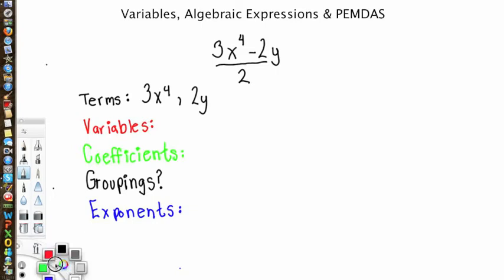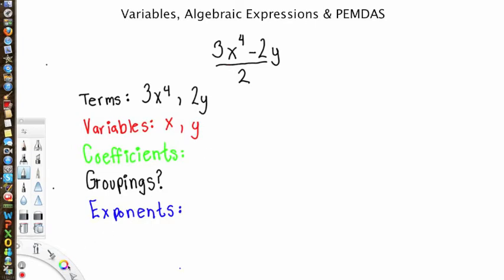Okay, let's take a look at some variables. Variables are symbols. That's what we're learning about today. They're often letters, and in this case they're x and y, and they represent some unknown value or quantity. So our variables would be x, and we also have a y right here. Those are our only two variables in this expression.